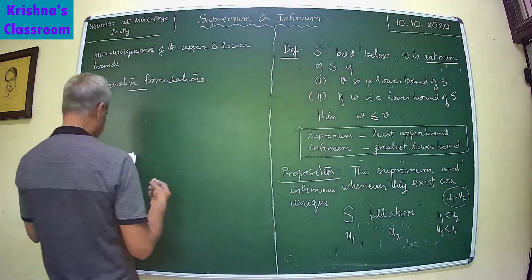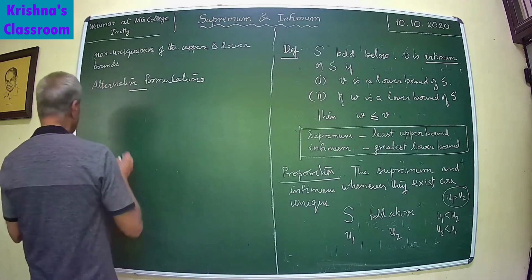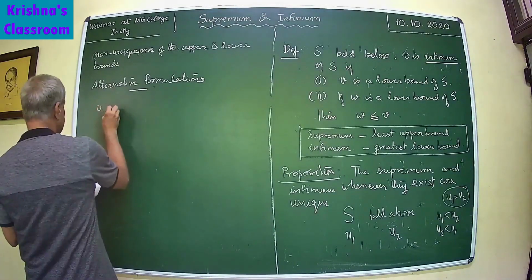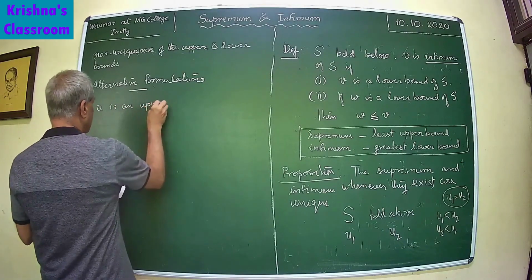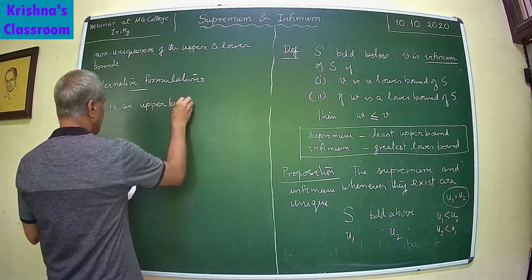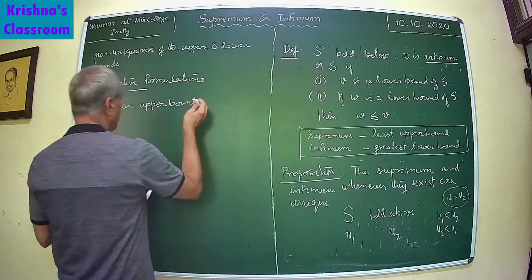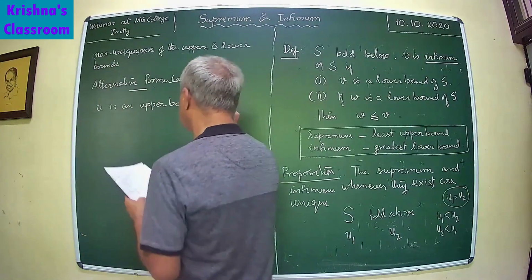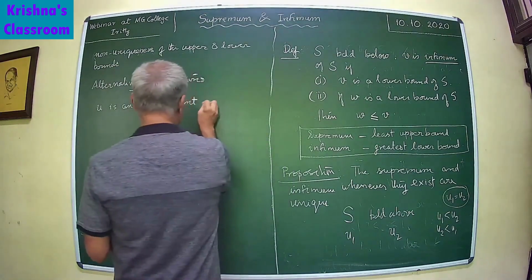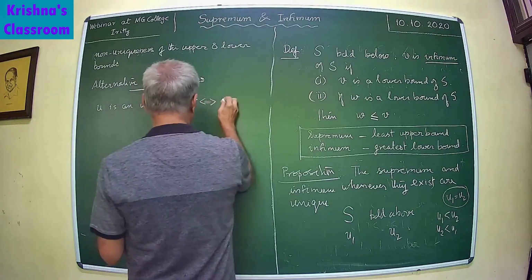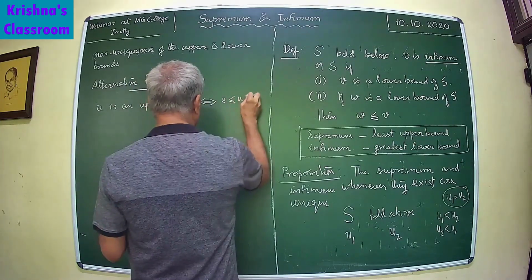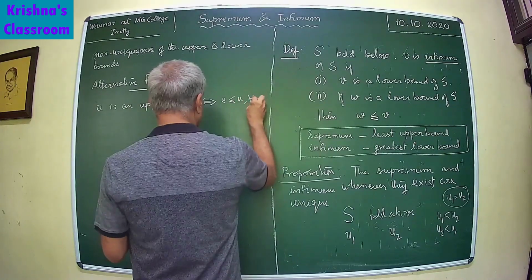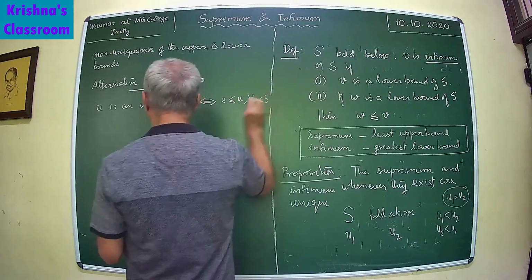So we have, you know that U is an upper bound. We are now trying to get other forms. That means this is so if and only if s is less than or equal to U for every s belonging to S.